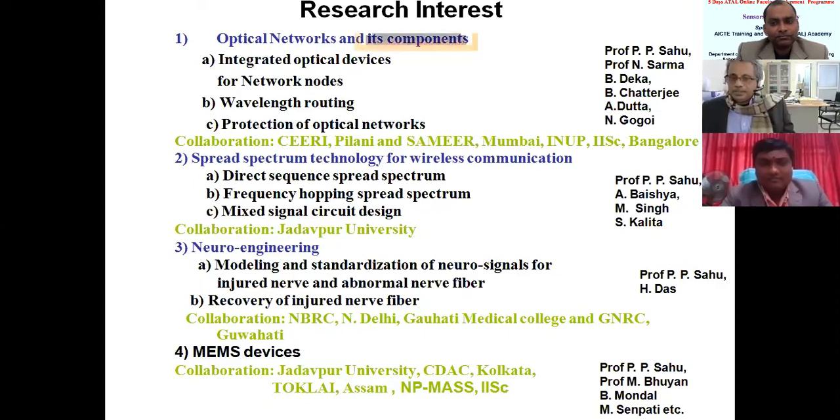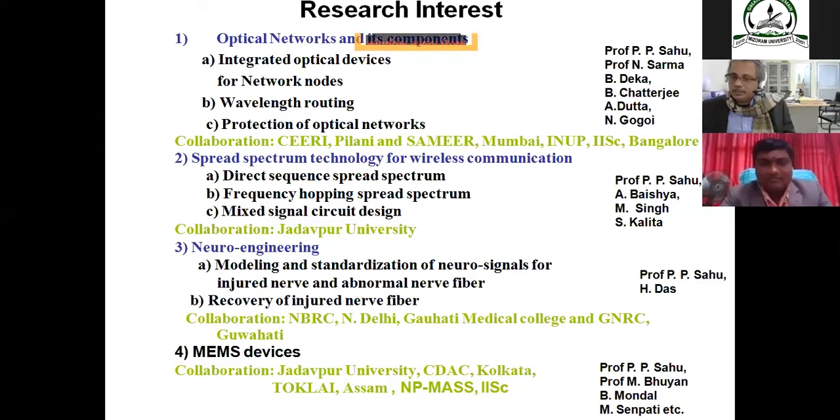Next, we have worked on neuroengineering. We have modeled the nerve, injured nerve, and abnormal nerve with different diseases. Some of the slides I can show you have the electrode sensor used for the measurement of nerve signal, which can analyze the conduction velocity of the nerve.